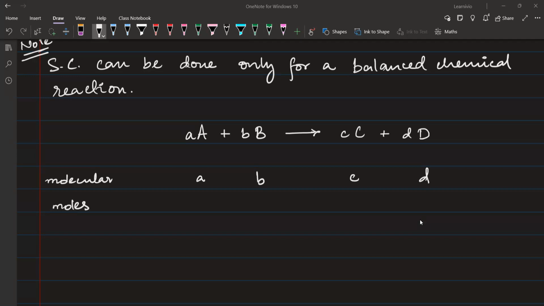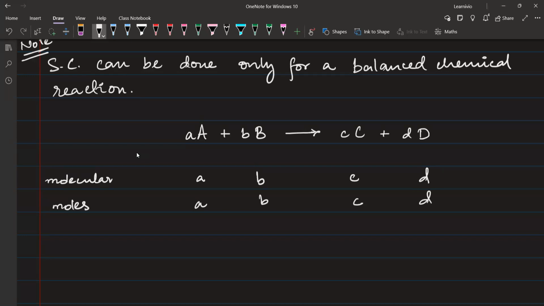Similarly, in terms of moles also, when we talk about A molecules of A, that A will be some number. Similarly, we can talk about moles also, because moles is nothing but a number that you multiply by Avogadro's constant, and it will give you the number of molecules. So molecular level, molar level, it's going to be the same, because A moles of A will react with B moles of B to give C moles of C and D moles of D. So we'll write A, B, C, D.